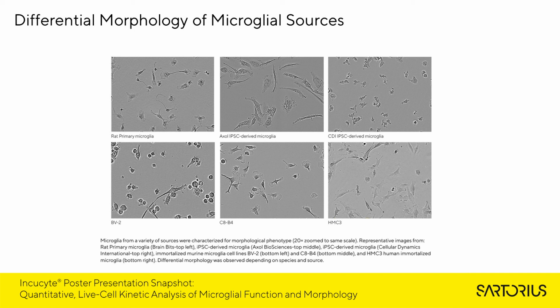We can see the differential morphology that was observed depending on the species and the source. So even in the two iPSC-derived microglia cell lines, we're seeing a vast difference in the morphology there. You can see in the Axol iPSC-derived cells, they're much more spread out and flattened, and in the CDI iPSC-derived microglia were much smaller.